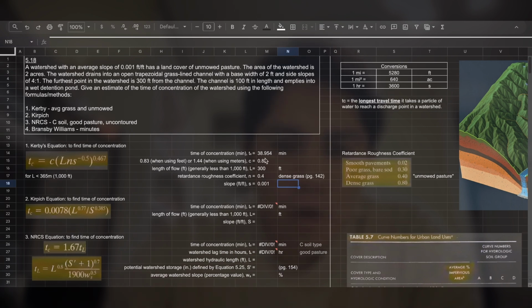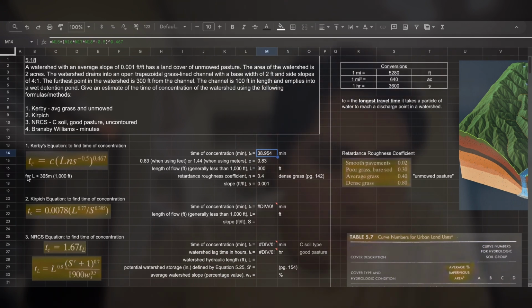Okay, so here I already put the equation before I started this video, so I don't lose time typing. But all I'm doing is this equation here with our values, C times LNS to the negative 0.5, all of this in parentheses to the 0.467. And you should be getting the time of concentration of about 39 minutes for the Kirby equation.